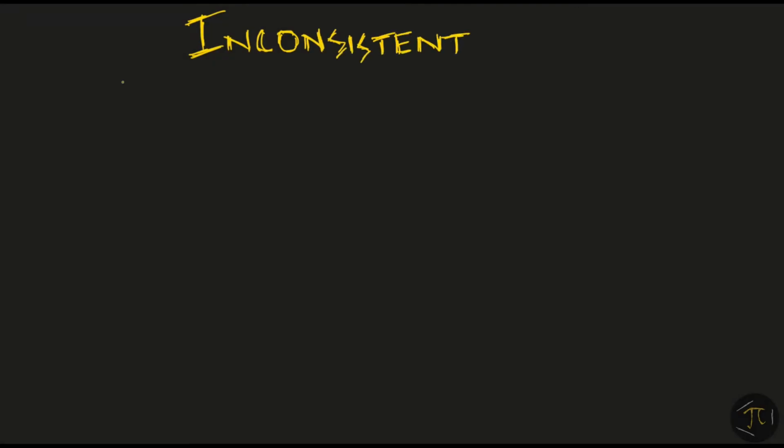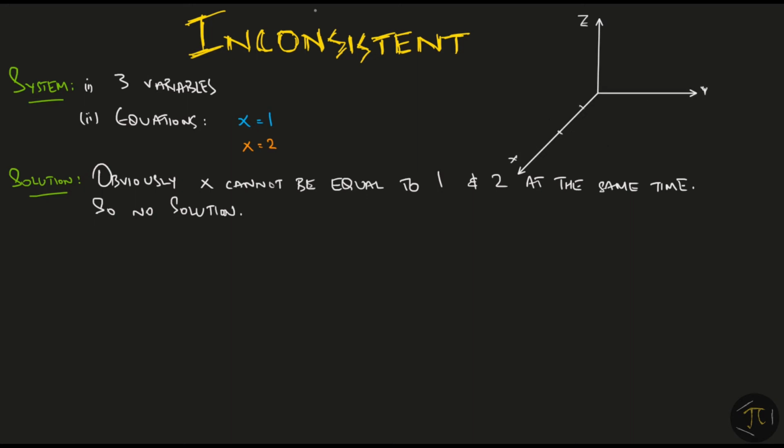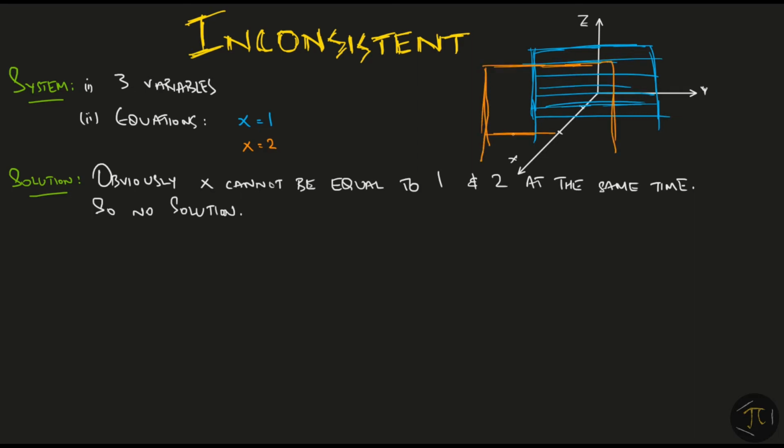Now we look at an inconsistent system, 3 variables with these two equations. Obviously, x cannot be equal to 1 and 2 at the same time, so no solution exists to this system. The equation x equal to 1 represents a plane passing through the point (1, 0, 0) and perpendicular to the x-axis. And x equal to 2 represents a plane passing through (2, 0, 0) and perpendicular to the x-axis again.